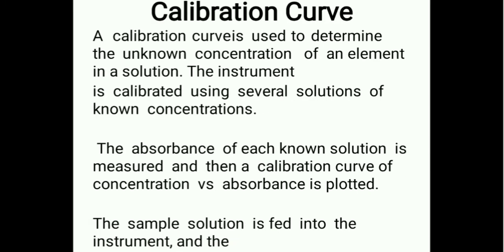Talking about the calibration curve, a calibration curve is used to determine the unknown concentration of an element in a solution. The instrument is calibrated using several solutions of known concentration. The absorbance of each known solution is measured and then a calibration curve of concentration versus absorption is plotted. The sample solution is fed into the instrument and the absorbance of the element in this solution is measured. The unknown concentration of the element is then calculated from the calibration curve.